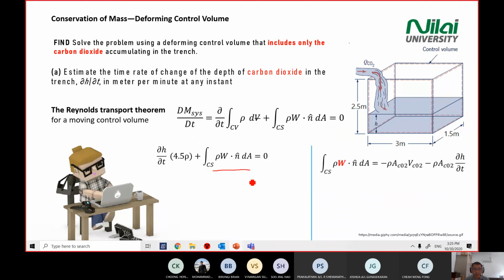Again, we look at the second component here, the integration of your control surface component. This one is actually the m dot. Recall what m dot is: rho AV. So we have two things happening here. One is CO2 entering, and then your CO2 increasing here, right?